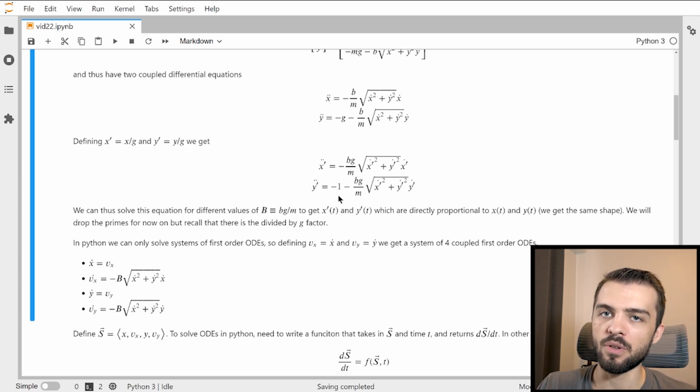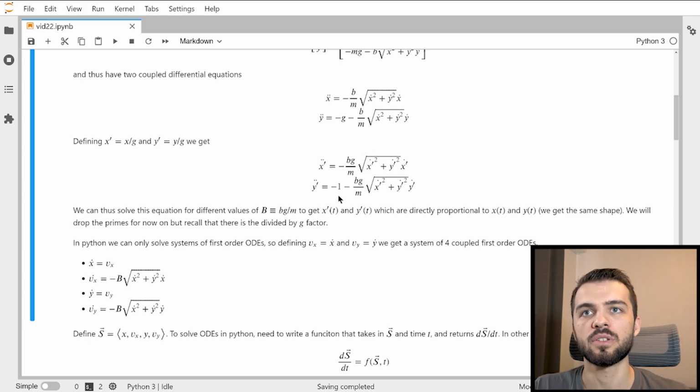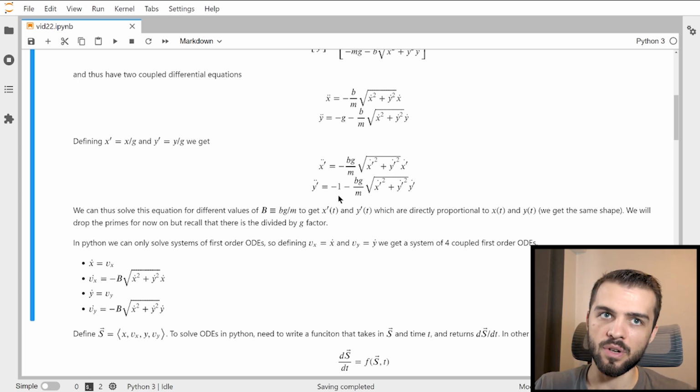But of course in Python you can only solve first order differential equations. So there's a trick that I go through in all my videos about how to do this. When we solve systems of these, we have to convert it into a system of first order differential equations. So I define Vx as x dot and Vy as y dot, right? So I'm defining two more variables here.